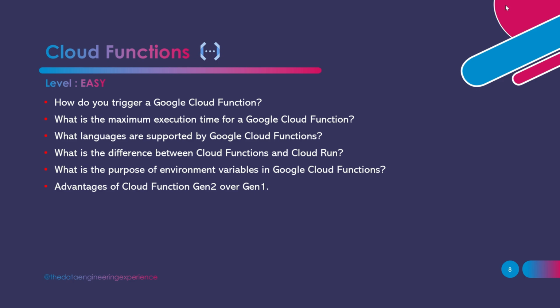The next and the final question is, what are the advantages of Cloud Function Gen 2 over its Gen 1 counterpart? You can say that Gen 2 has longer execution time, like 60 minutes versus 9 minutes for Gen 1. Then it's highly scalable, it has more resource options, it can respond to more event sources, and also it has greater regional availability.